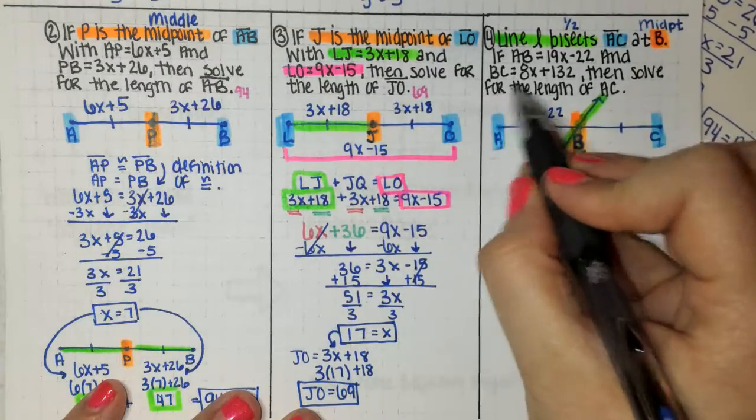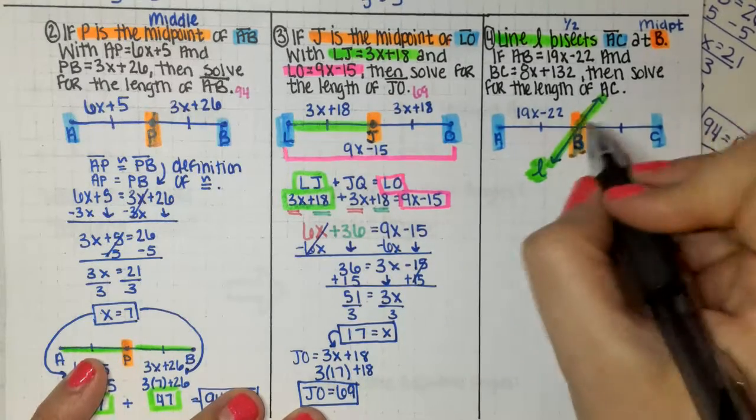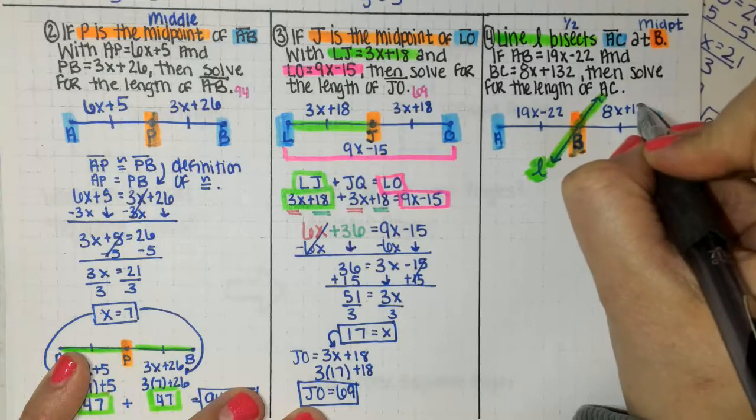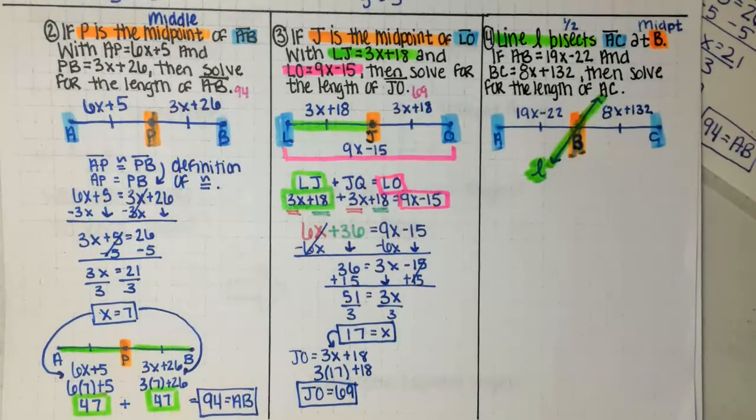Then it says BC is 8x plus 132. So between B and C, I put 8x plus 132. So step 1 is to draw the picture. Step 2 is to label the picture. Step 3 is to write the equation and substitute.